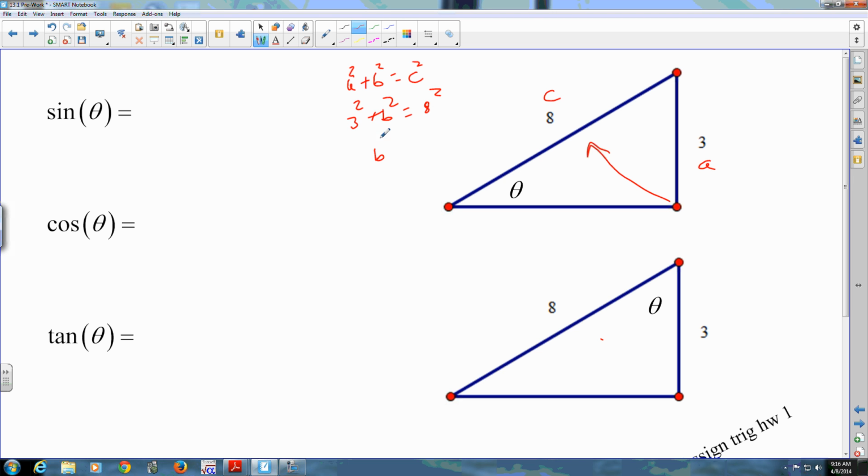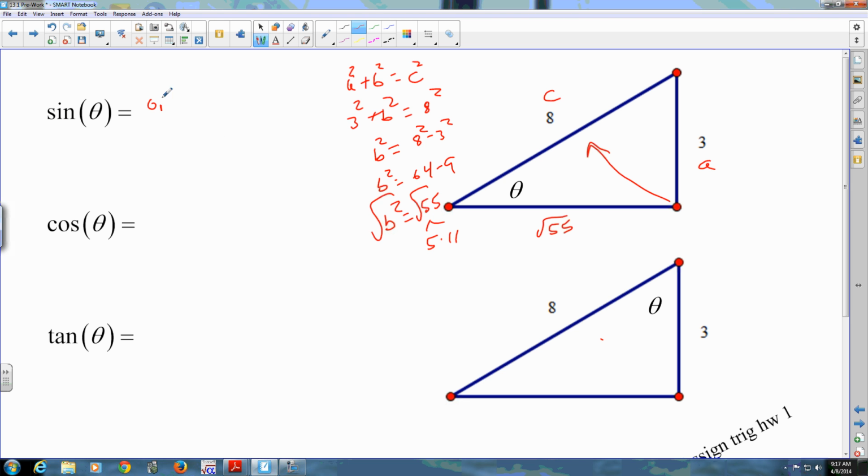So I'm going to subtract it over, b squared is equal to 8 squared minus 3 squared. So b squared is equal to 64 minus 9. So that would be b squared is equal to, what would that be, 55? And then you have to square root both sides. Technically it's a plus and minus, but it's a length, so it's just going to be the square root of 55. Okay, 55 isn't going to reduce because it's 5 times 11, nothing's coming out.